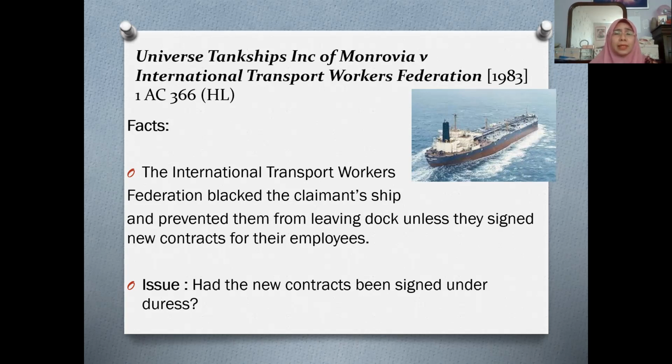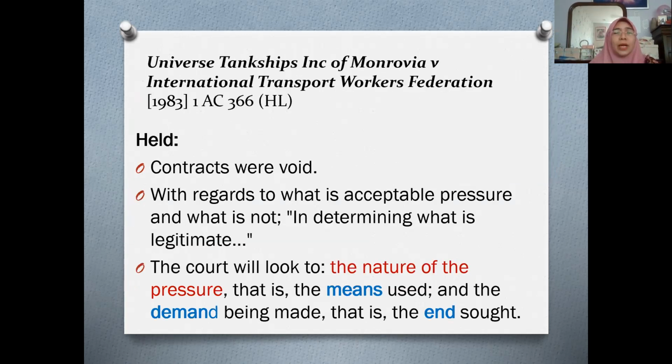And later this ship disputed it. Despite that they agreed, actually they didn't agree. They were under commercial pressure. That's what they said. So the issue here is, had the new contracts been signed under duress? Was it signed under duress? That's the issue. And the court held that yes, it was. Contracts were void.